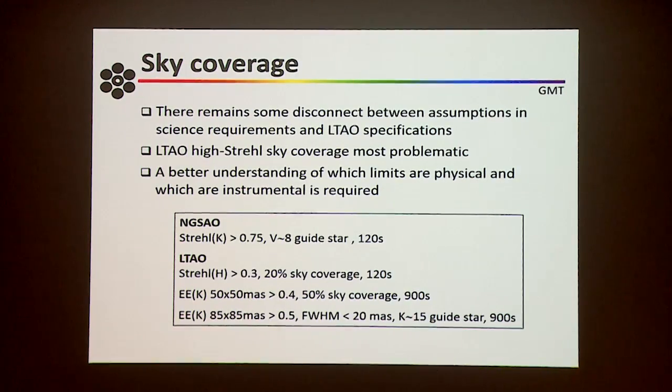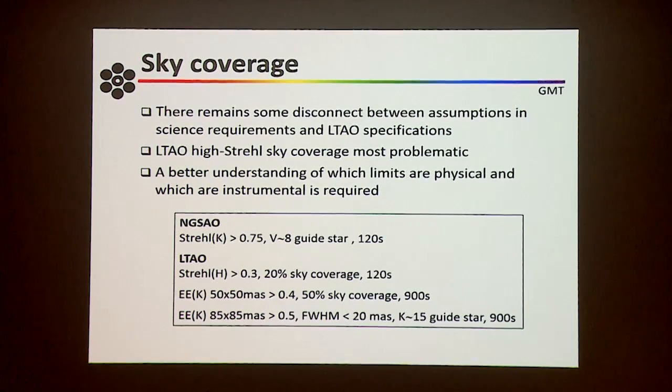In the sky coverage, one of the things that Rob Sharp often emphasises is that there remains a bit of a disconnect between the assumptions in the current science requirements and the actual specifications for the laser tomography AO. So the science requirements we've got as the instrument that's mostly using the AO and what's actually being specified for the AO system still aren't quite well aligned. And the high Strehl sky coverage is still the most problematic thing. It's the thing that drives us. We want more sky coverage, we want more Strehl, and getting the tension between those tuned just right is still a controversial point.